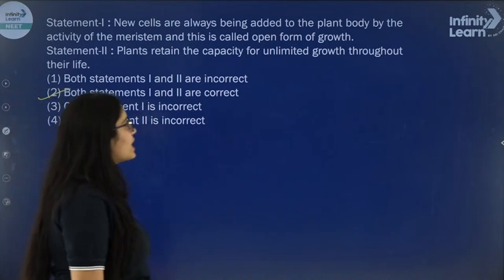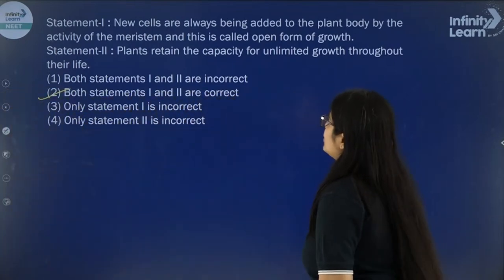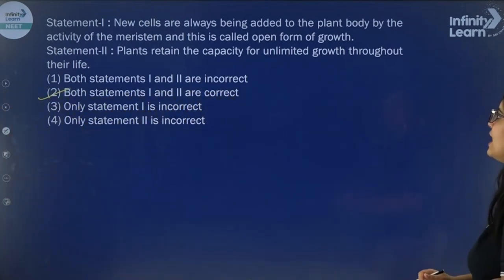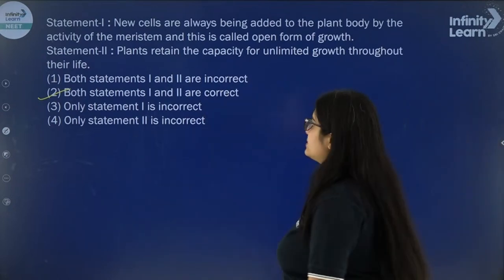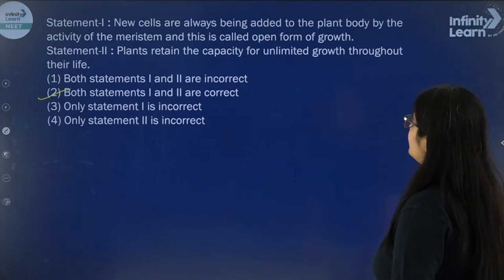New cells are always being added to the plant body by the activity of the meristem. This is called open form of growth, and plants retain the capacity for unlimited growth throughout their life because of this activity of the meristem. Both statements 1 and 2 are right.